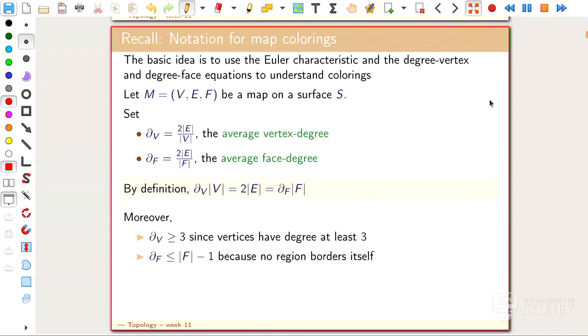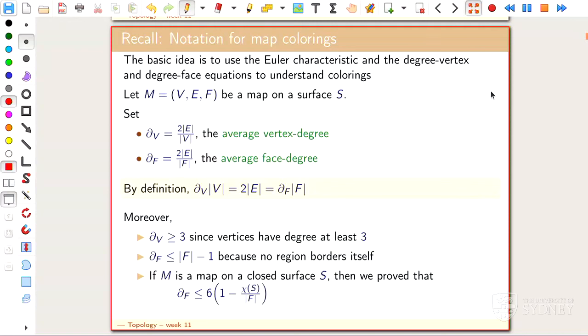No country borders itself. So there's at least one fewer border, so the degree goes down. It's not the number of faces, it's one smaller, because no region borders itself, no country borders itself. And we have found this funny inequality, which you don't need to remember, but we will use it in 5 minutes.